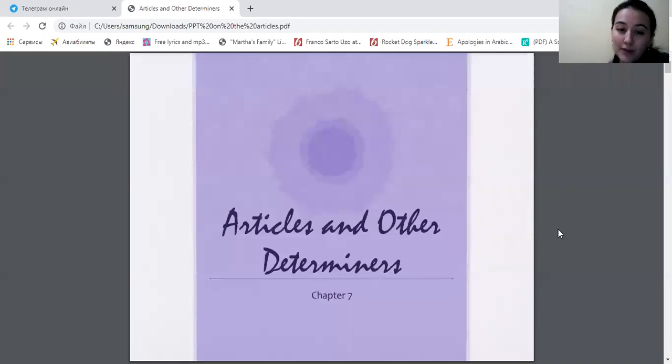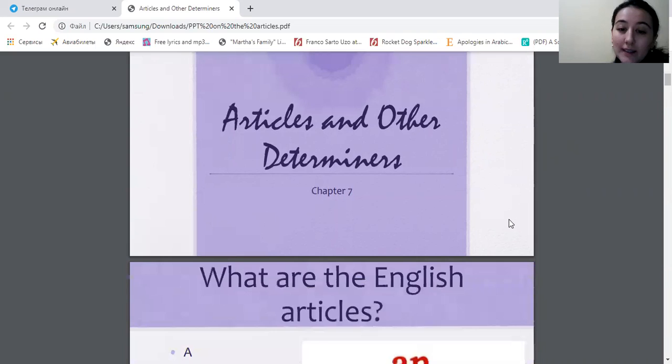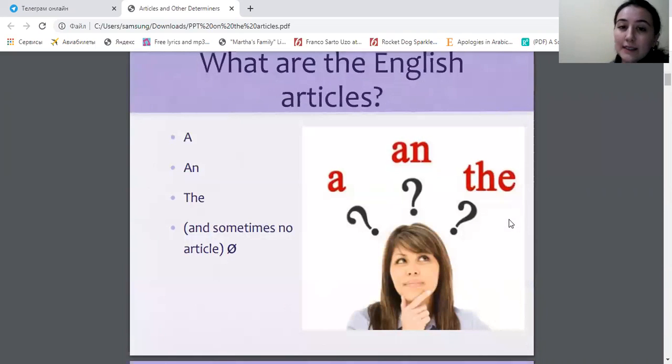So, dear students, today's topic is articles and determiners. So, at first, let's see what are the English articles. As you know, articles do not exist in languages like Uzbek or Russian, but they exist in Germanic languages like German, English, and also Spanish.